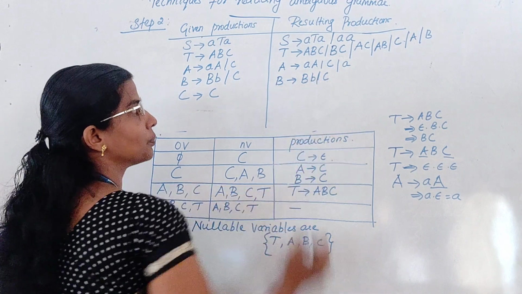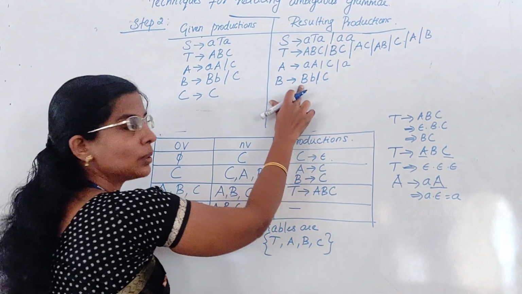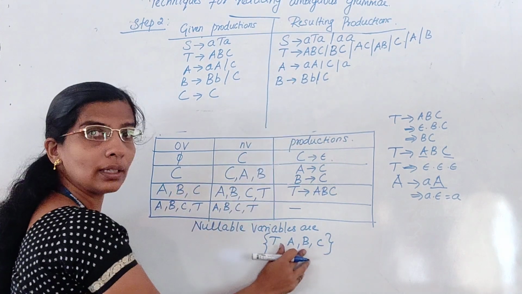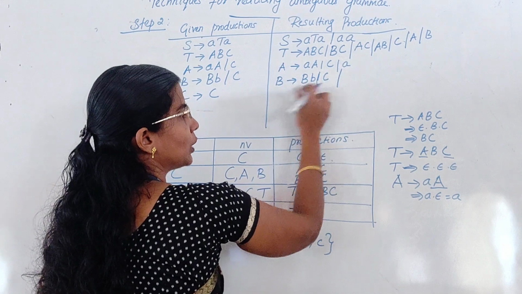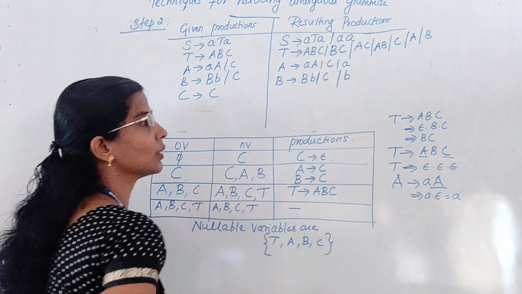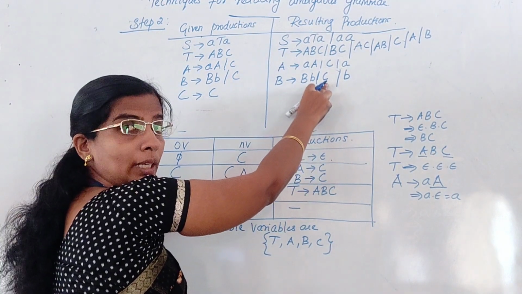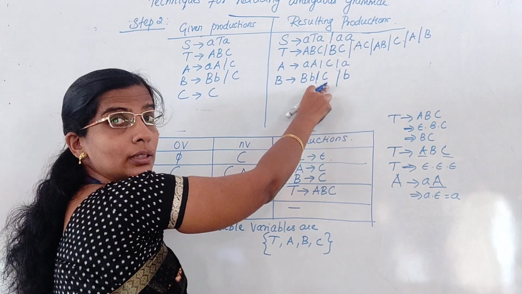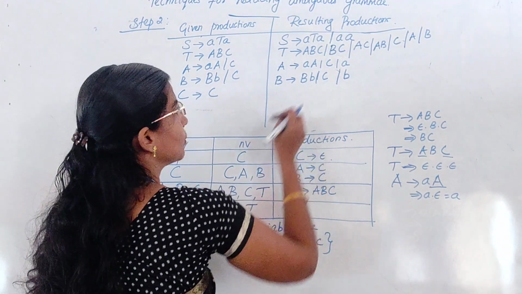B, B, C. Next, what do I have to do? Check whether this B is a nullable variable. Yes, B is a nullable variable, so you can substitute epsilon. When you substitute epsilon, you will get B. When you substitute epsilon for this C, you will get only epsilon in RHS, but you should not do that since we are eliminating epsilon production.